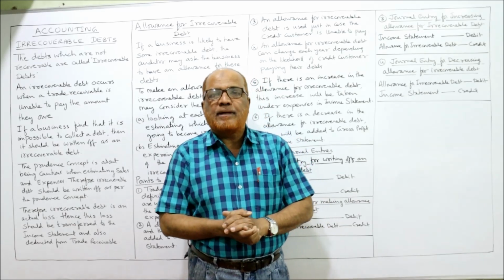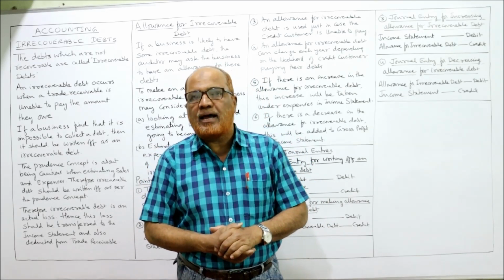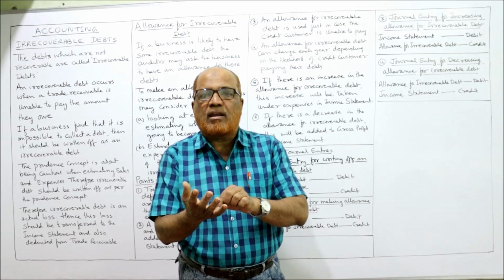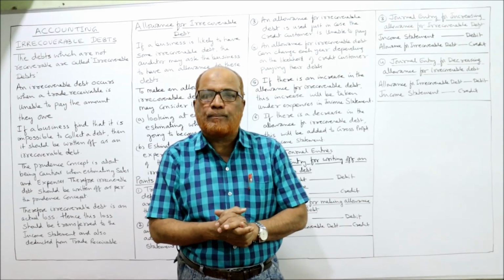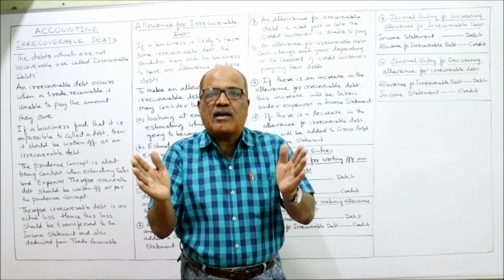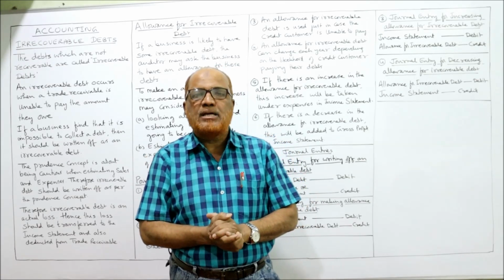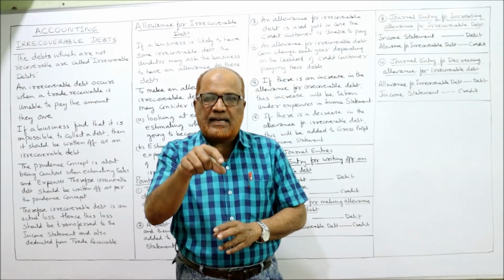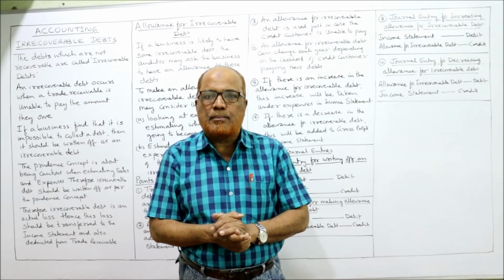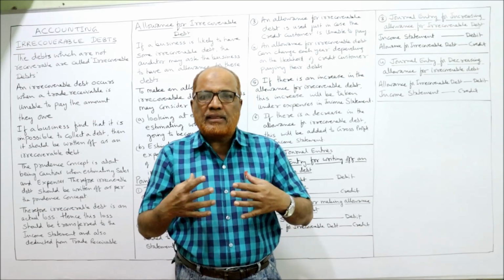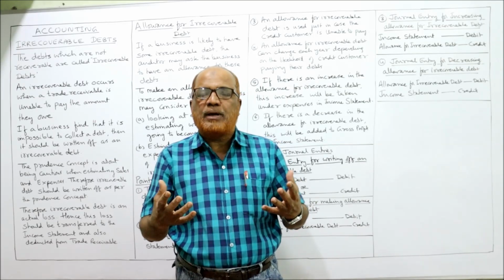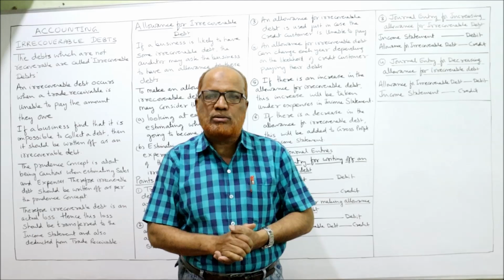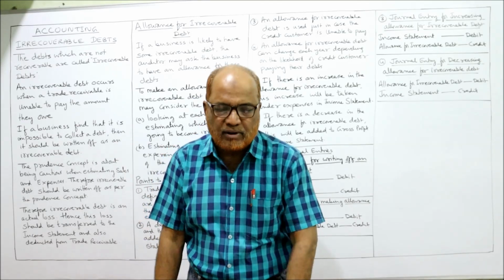But it may happen that some of the customers may not pay the amount. When the customer does not pay the amount, the business will write off that debt. So the debt which is not recoverable from the customer is called irrecoverable debt. In simple words, irrecoverable debt is a debt which is due from a credit customer but is not recoverable. When the business thinks that it cannot recover the amount from the customer, the business will write off that amount. That is called writing off of irrecoverable debt.